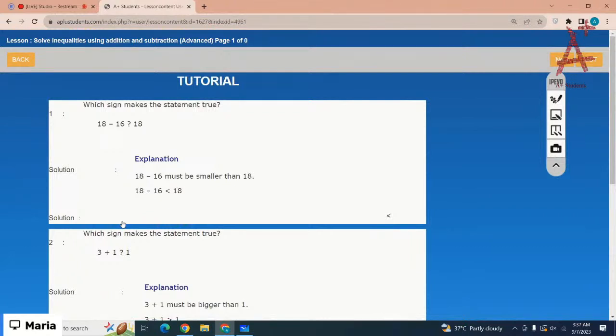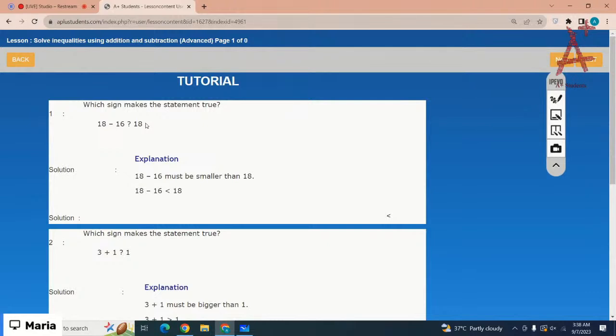18 minus 16, and you have to compare it to 18, right? So just look at the numbers on both sides. Here you have 18, here you have 18. But here you're subtracting 16 from 18, right? Because you're subtracting, that means this number is less than 18. So 18 minus 16 is less than 18, right? If on the right hand side you are going to add something, that would be bigger than the other side. If you are subtracting something, that would be smaller than the other side, right?